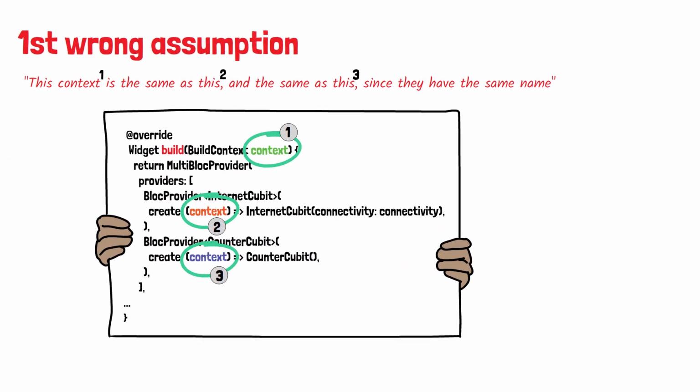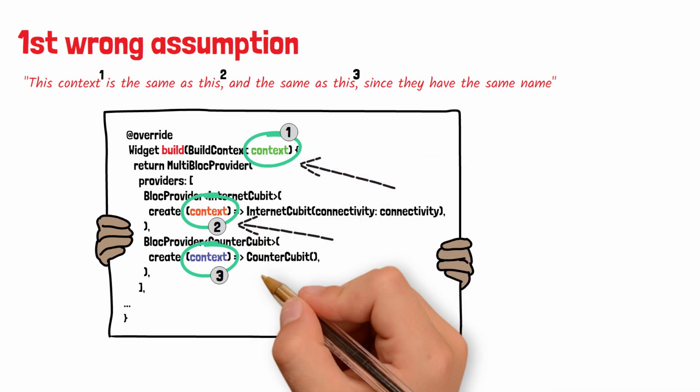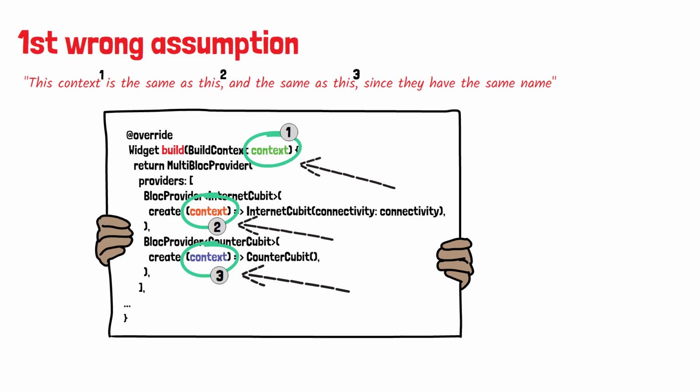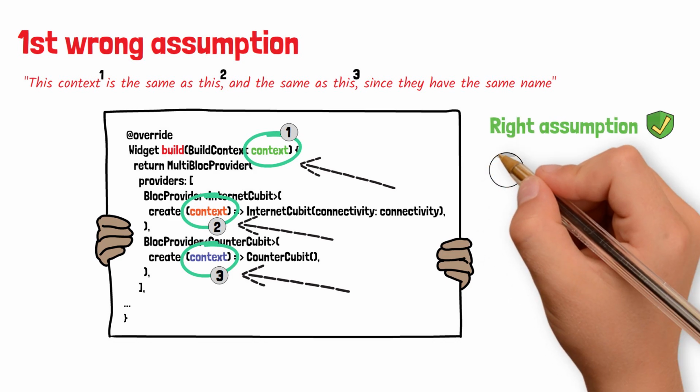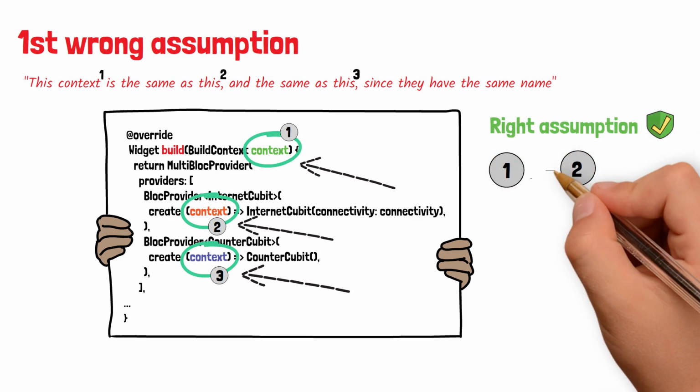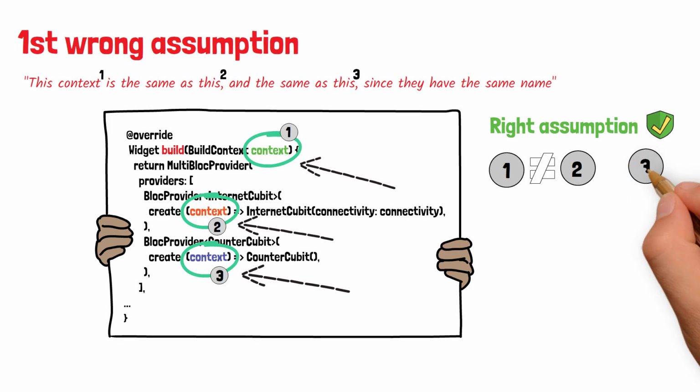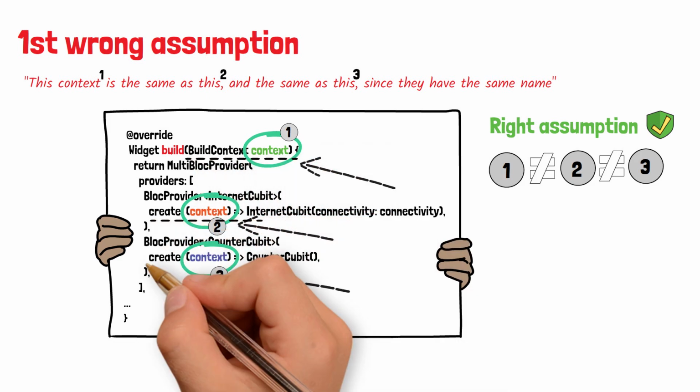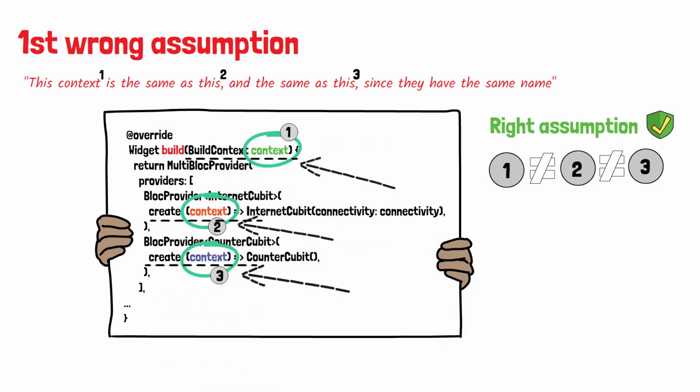We'll start with the first wrong assumption. Even though the names of the build context instances are the same here and here and here, this doesn't mean they are identical by any means. This context is completely different from this one, and completely different from this one. This is crucial to understand. Context in this case is just a name for a build context instance, which is passed as an argument to different functions.